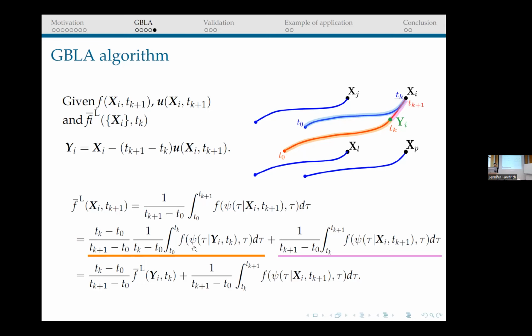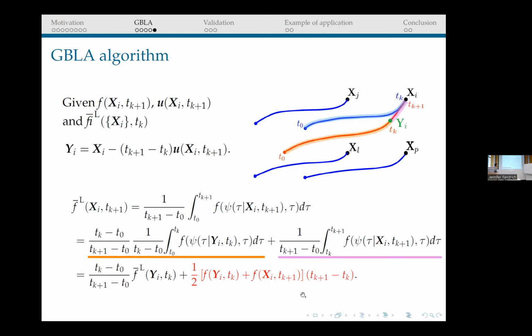Yeah, so basically the first integral is nothing other than the Lagrangian mean of the particle that ended up at yi up to point tk, and I can calculate this Lagrangian mean using the neighboring values of Lagrangian mean that I already know. And for the second bit, this integral, considering my time step is short, I can use the trapezoidal rule to approximate it with this value, which is the value of f at yi at time tk and the value of f at xi at time tk plus 1.